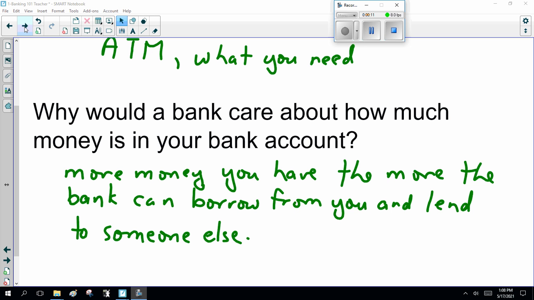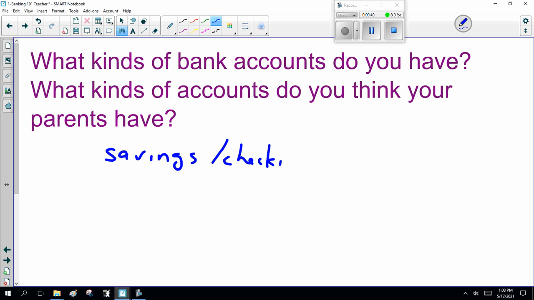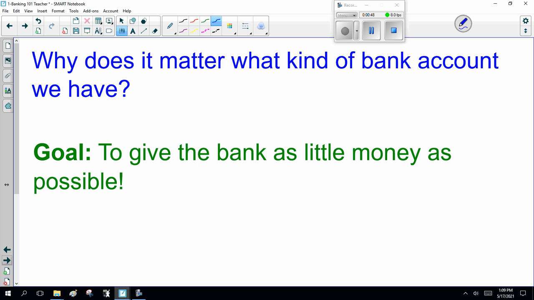So as we were just saying, the bank cares about how much money you have because they lend it out. And that's how they make their money, mortgages and car payments. Now, my question for you is, what kind of bank accounts do you have? What kinds of accounts do you think your parents have? It's usually savings or checking. I'm assuming you all have some sort of savings account. Okay? Ask your parents. It might be checking, might be savings, might be multiple.